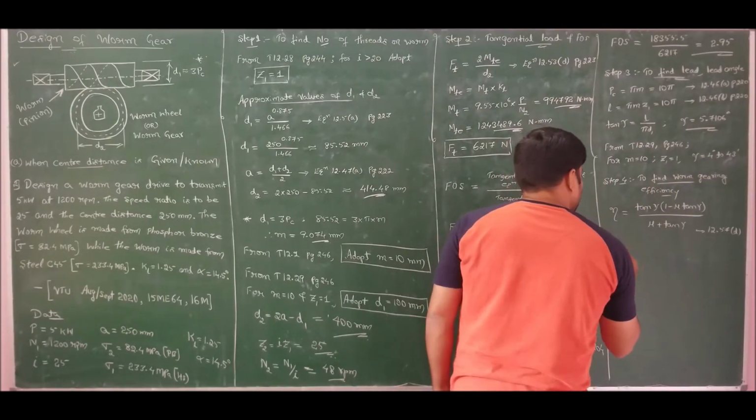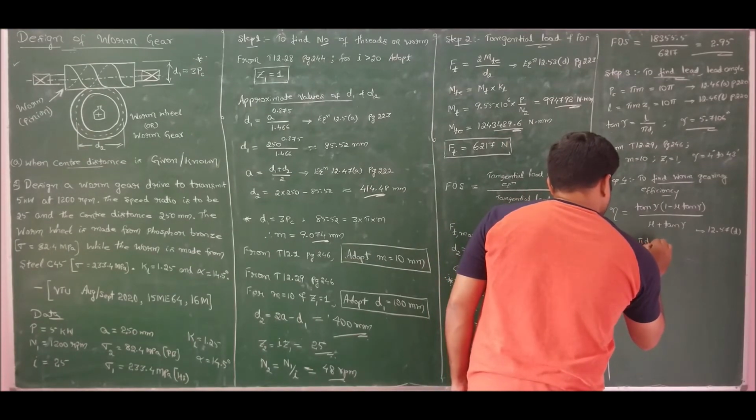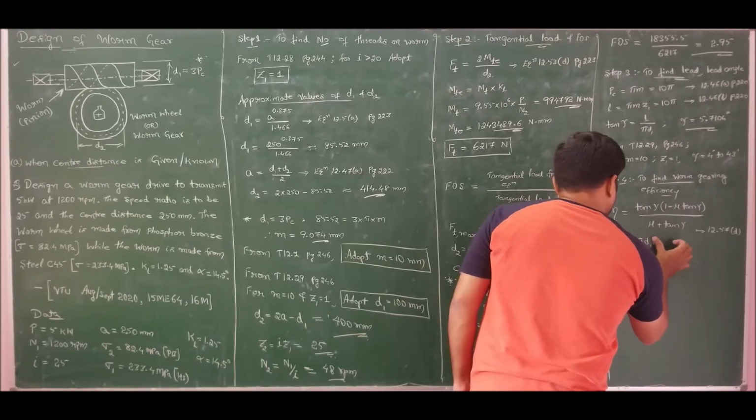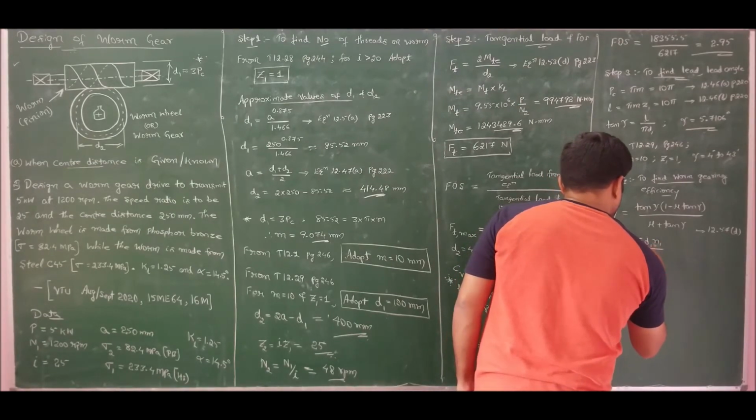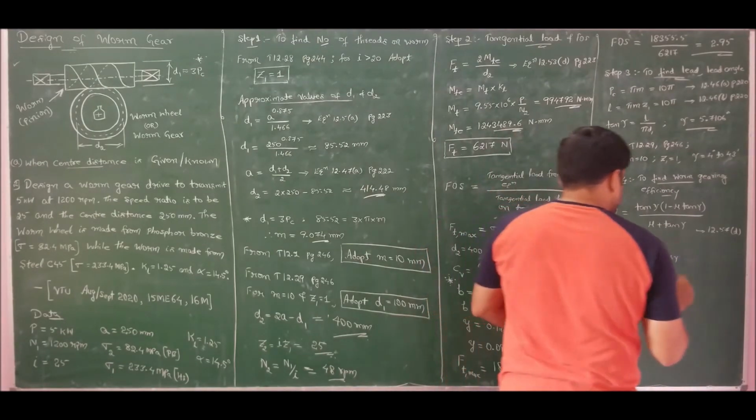Now to find the value of mu, first I should know the rubbing velocity Vr, which is given by pi d1 small n1 by 1000 times cos gamma, which is available in page number 226.